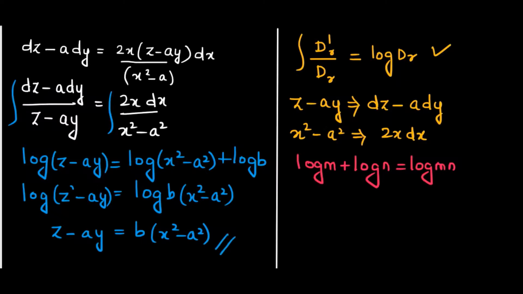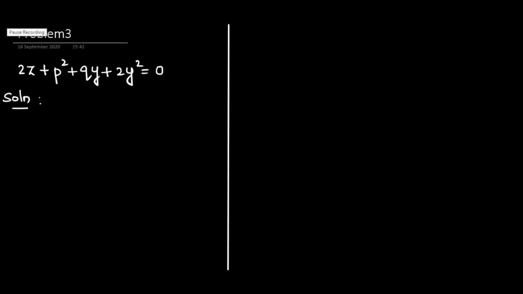Thus this is our required partial differential equation solution. Now let us solve another problem. 2z plus p square plus qy plus 2y square equal to 0.